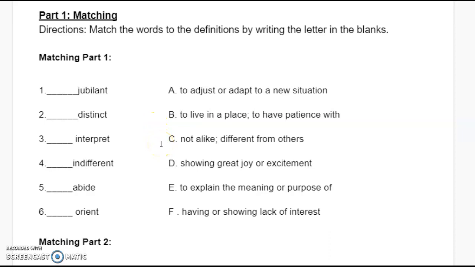C, not alike, different from others. D, showing great joy or excitement. E, to explain the meaning or purpose of. F, having or showing lack of interest.